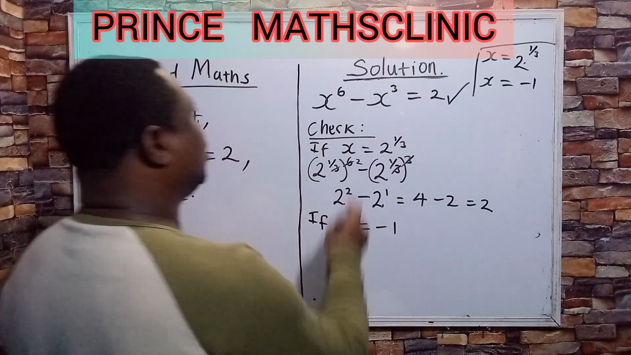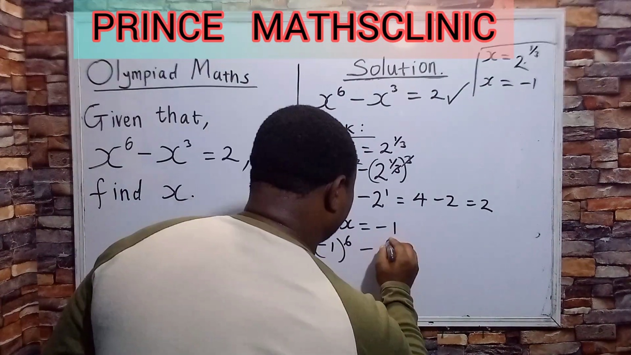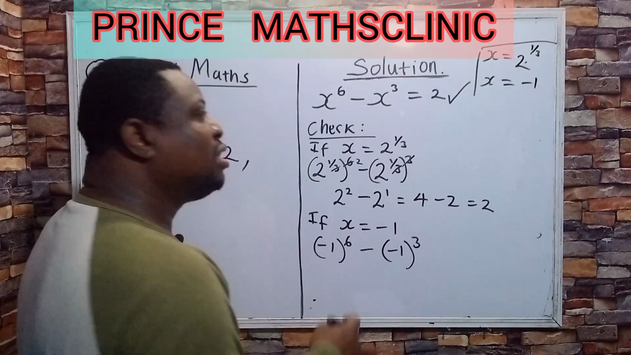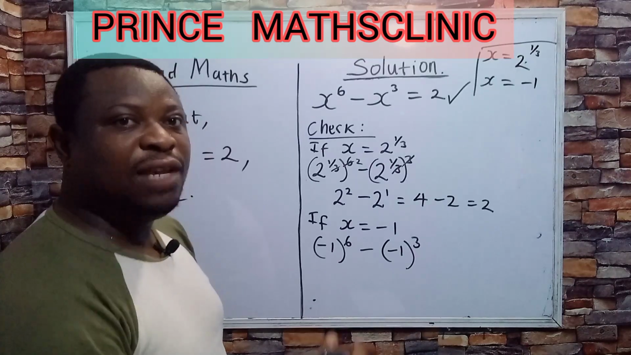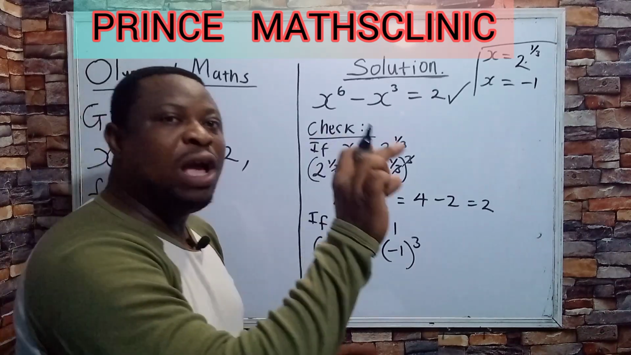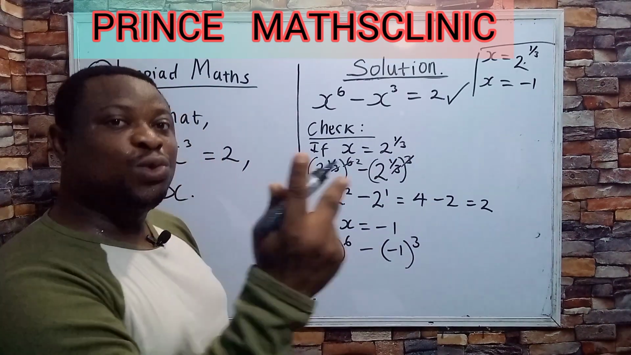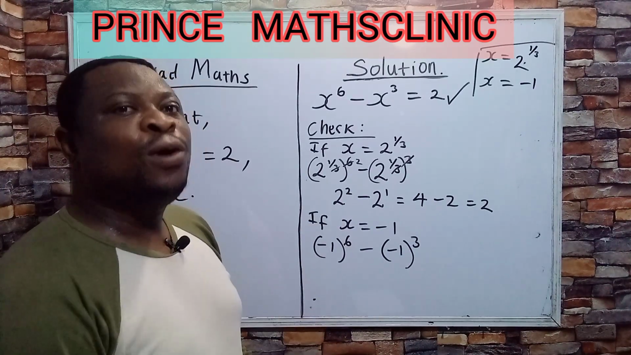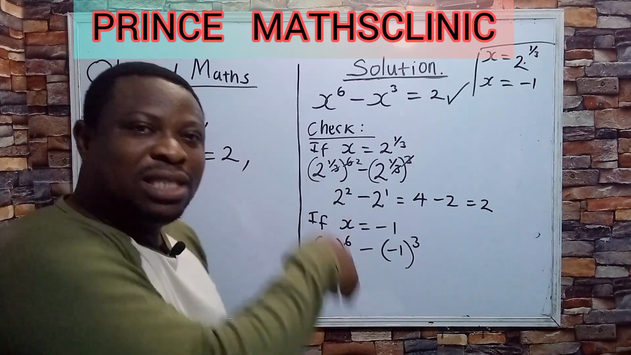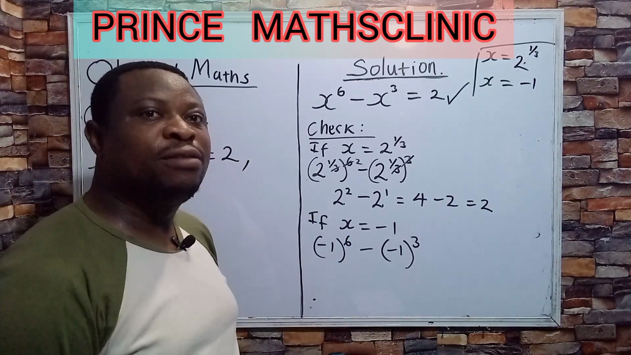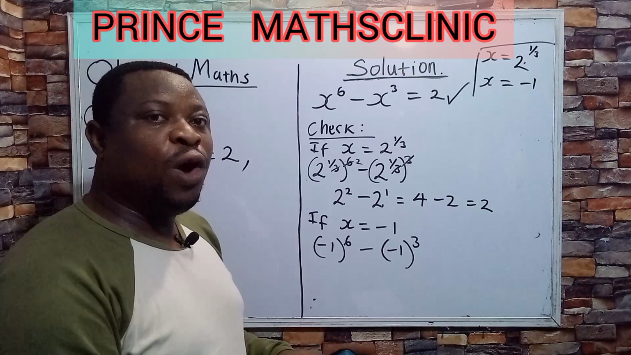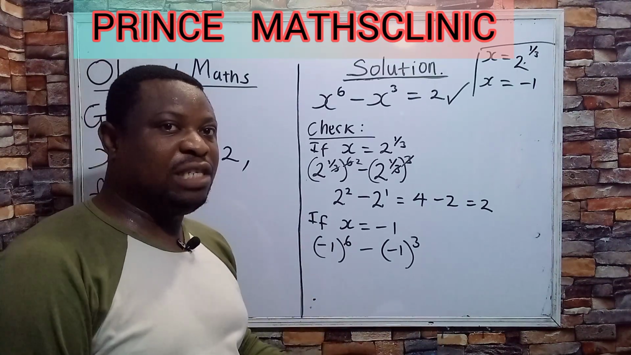If x is negative 1, put negative 1 here. Negative 1 to the power of 6 minus negative 1 to the power of 3. Now, when negative 1 is raised to an even number, numbers that are divisible by 2, when minus 1 multiplies another minus 1, those are two negative numbers, it turns to a positive number. So minus 1 to the power of 100 will give us just 1. But if it is raised to the power of an odd number, it will be negative. So take note of that fact.